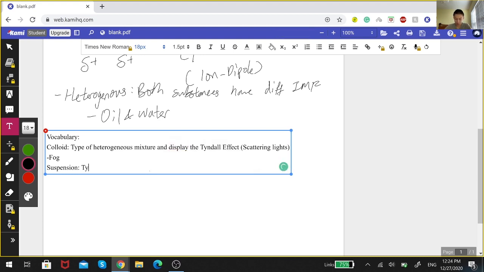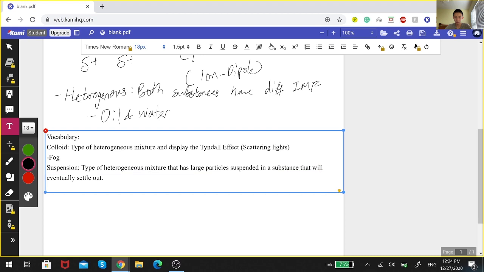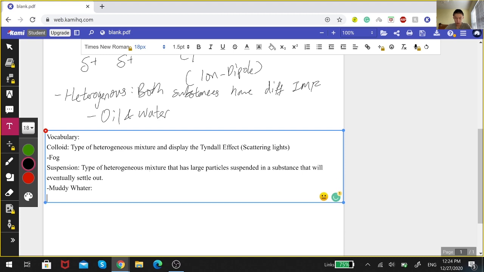Now our second vocabulary is suspension. And this is also a type of heterogeneous mixture that has large particles suspended in a substance that will eventually settle out. And an example of this would be muddy water, where the mud will eventually settle out after you place it in there long enough.